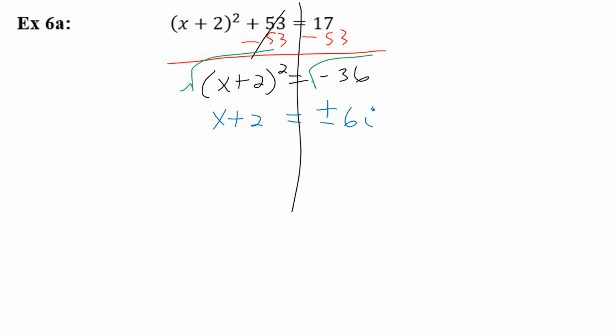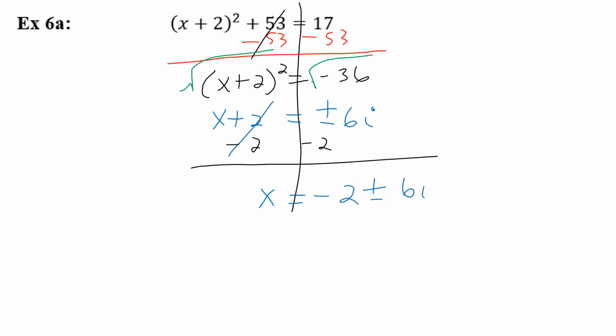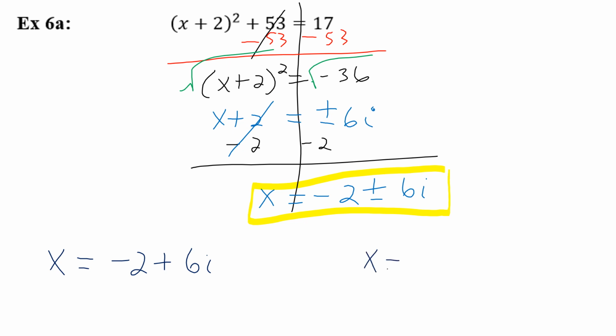We want to get x by itself, so the last thing to do is get rid of that positive 2 that's in the way by subtracting it from both sides. So then we're going to have x equals, because that'll cancel out, the real part first, negative 2 plus or minus 6i as our final answer. And if we wanted to split it up to make it a little bit more obvious, we have x equals negative 2 plus 6i, x equals negative 2 minus 6i.